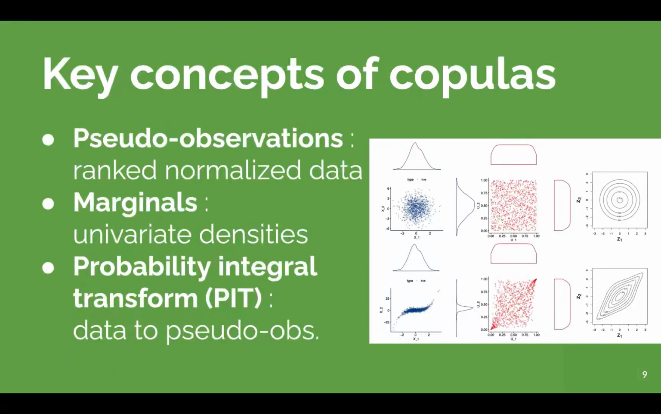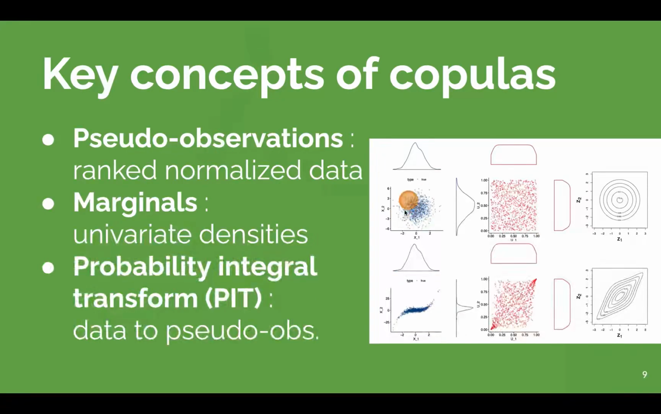Here are some key concepts centered around copulas. Pseudo-observations are rank-normalized data. Marginals are the univariate densities, and the PIT, which is the probability integral transform, enables us to transform data to pseudo-observations. The whole process goes like that.